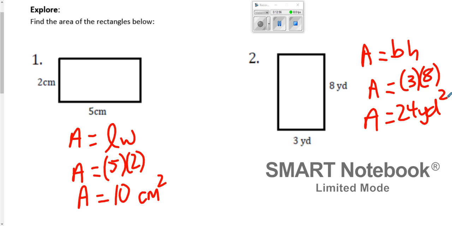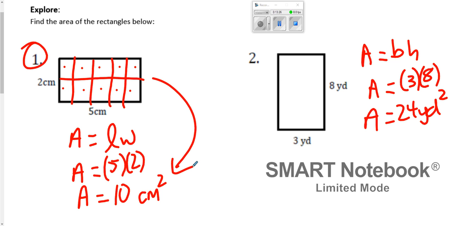Remember that the area formula comes from how many squares fit inside. So if we look at number 1, the height is 2 centimeters. So I'm going to split that up into 2. And the width, or the length, sorry, is 5 centimeters. So I'm going to split this up into 5. And notice I just made a bunch of squares. How many squares? 1, 2, 3, 4, 5, 6, 7, 8, 9, 10. And that's where this 10 comes from. It's just how many squares.